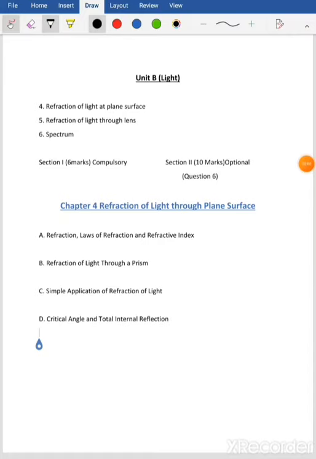Hello children. So today I'm again with your physics lesson. We'll be starting a new unit today called light, as per your ICSE syllabus.